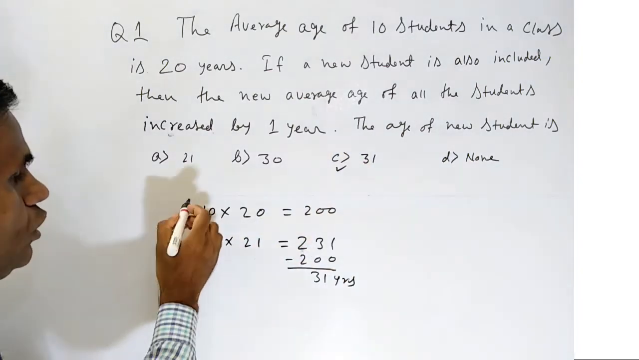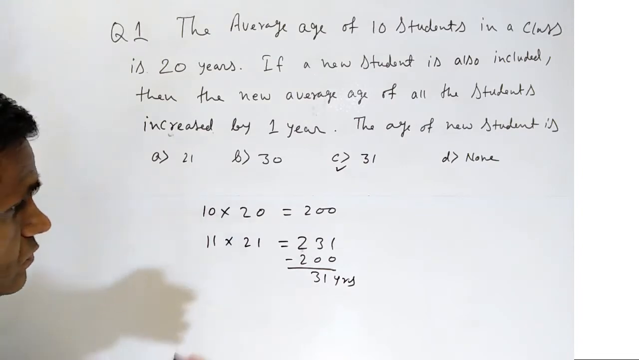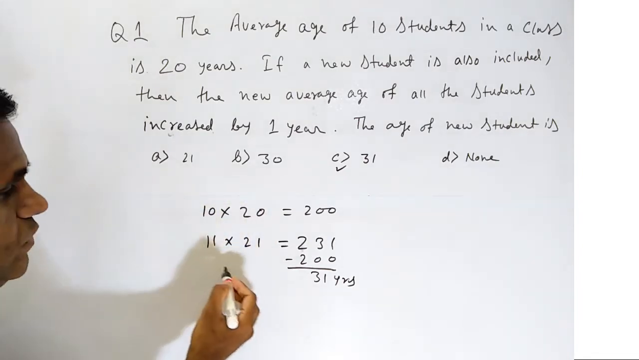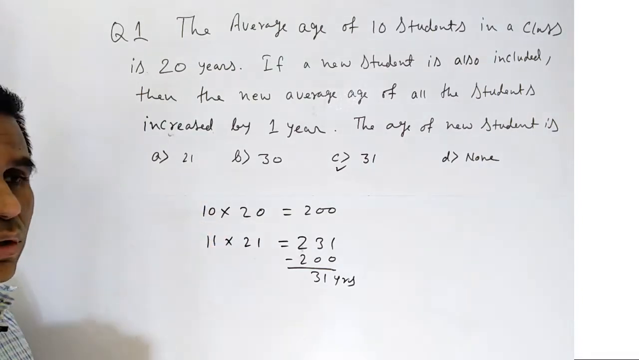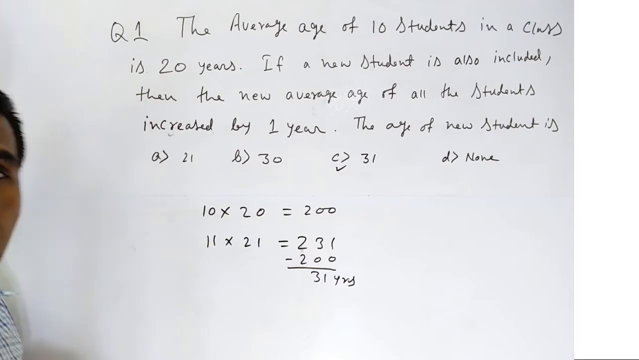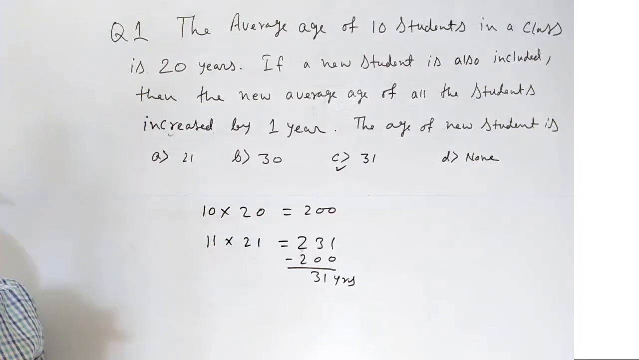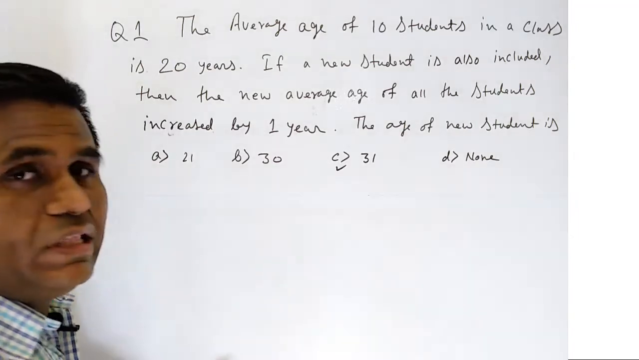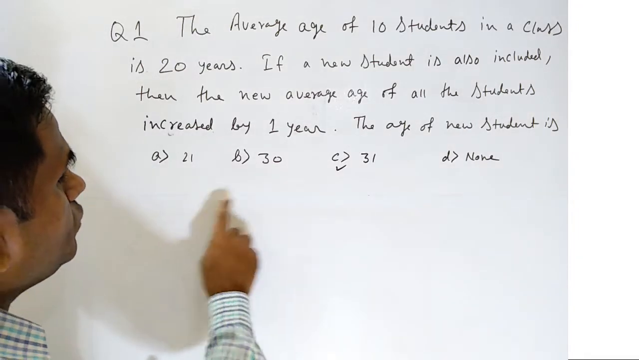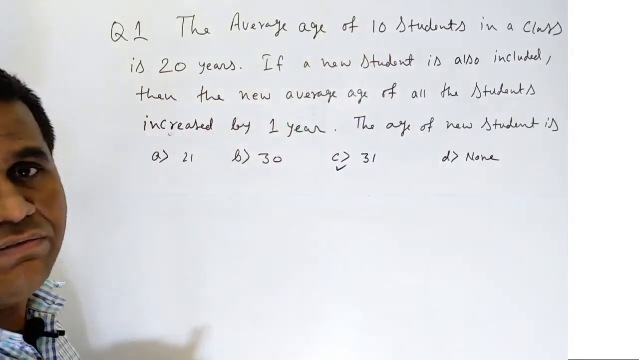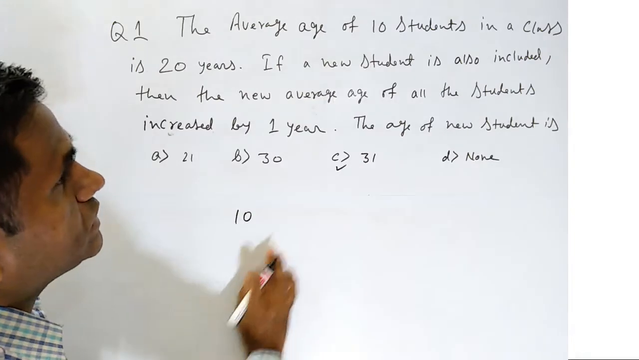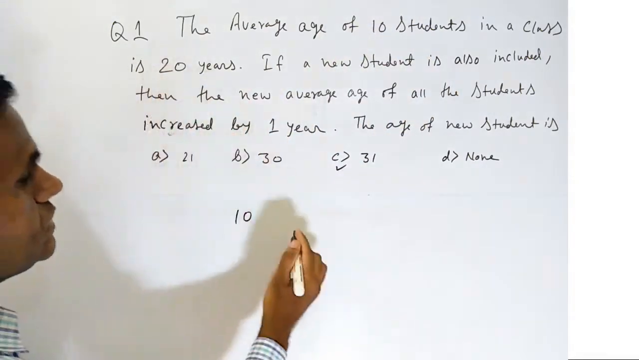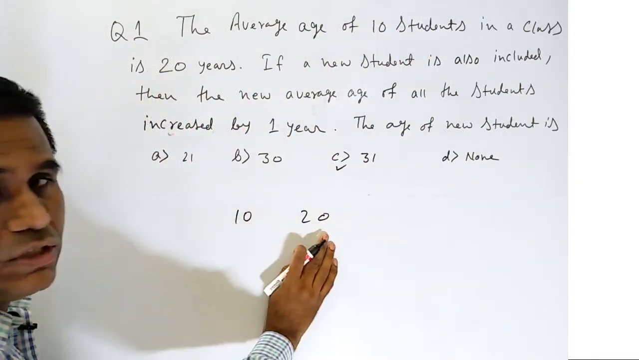So this was the usual method. Here the numbers are very easy, so we can quickly multiply and find. What if the numbers are big? I will tell you an easy method. How can you find it using a very easy method? In the easy method, we have to just write the numbers that are given here. You can see the average age of 10 students. So we have 10 students. For 10 students, average age is 20 years.